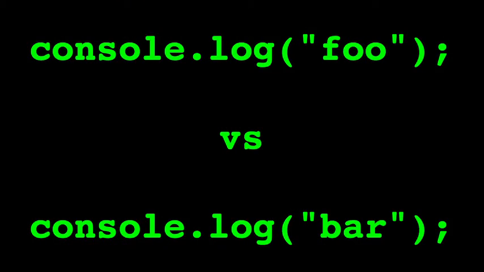Two minutes? Oh, crap. Okay, forget about it. I'll just keep going. Basically, you take console log foo, console log bar, and you can see, there's the Venn diagram.